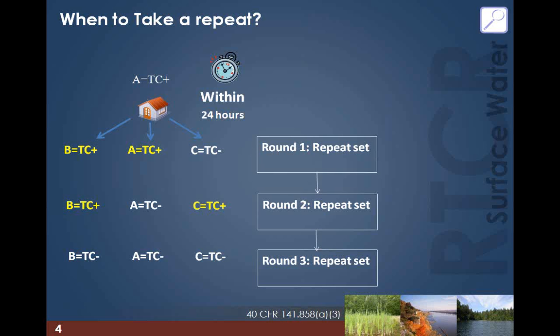But just to be clear, the question came in, so if you had 4 routine positives, there was some confusion about how many repeats would be needed. If you had 4 routine positives, you need 3 repeats for each of them, so that would be 12 repeats. Okay.